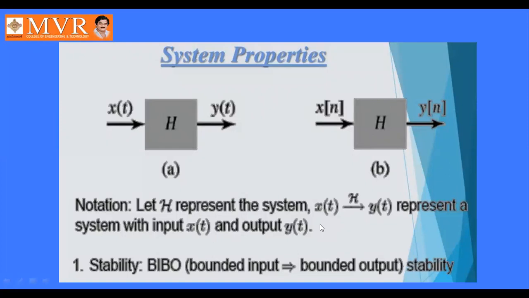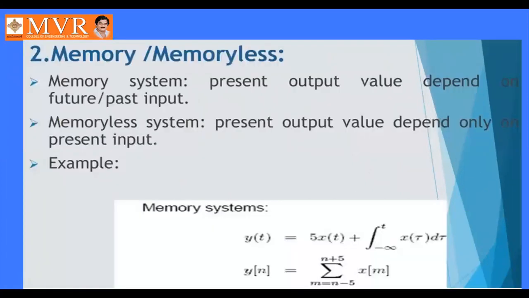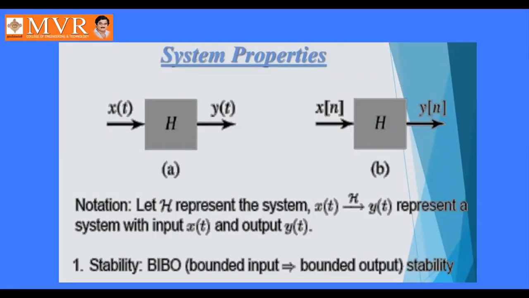Okay, so the first property is the stability property. Stability is bounded input, bounded output. So if you apply a bounded input to the system, then we will get a bounded output. Bounded means some limited input, or some finite input. That is called bounded input, bounded output stability.